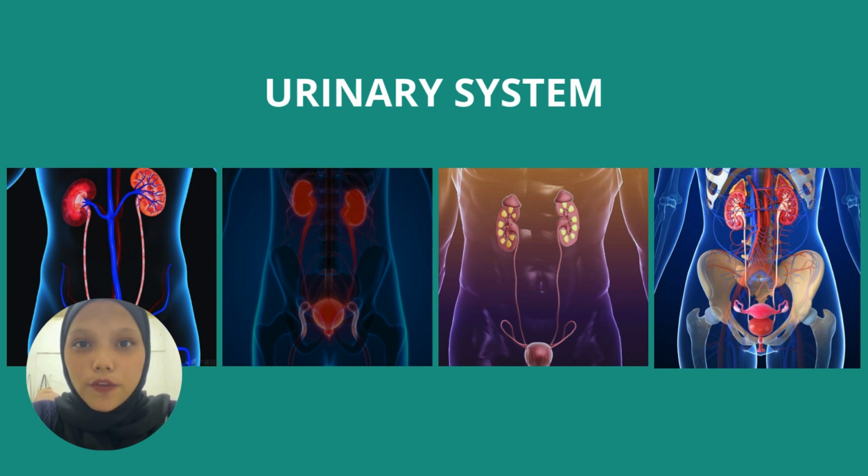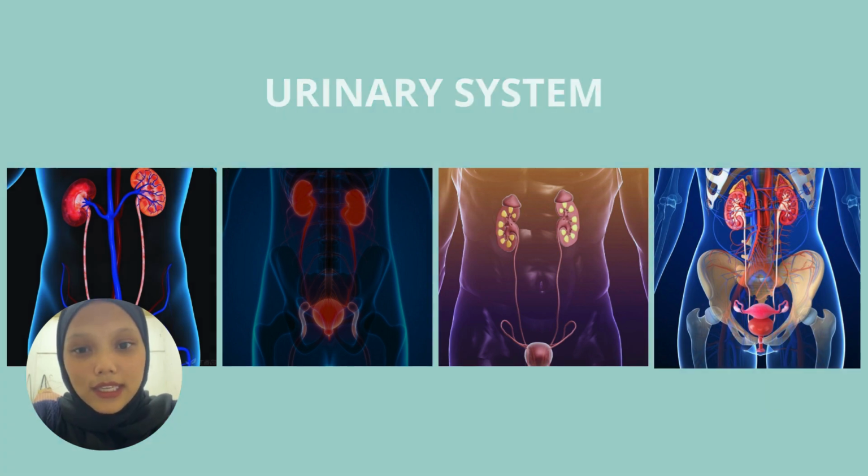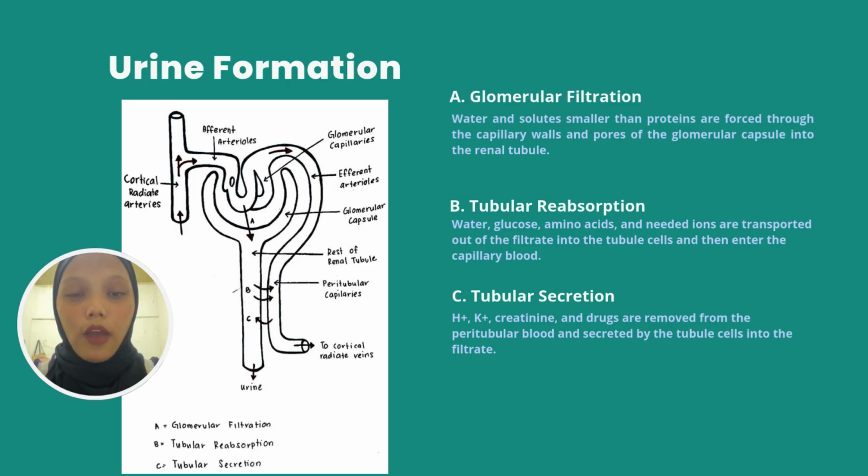The function of the urinary system is to remove waste products from our blood as it passes through each of our kidneys. So now, let's dive deeper into urine formation. This process involves three major processes: glomerular filtration, tubular reabsorption, and tubular secretion.